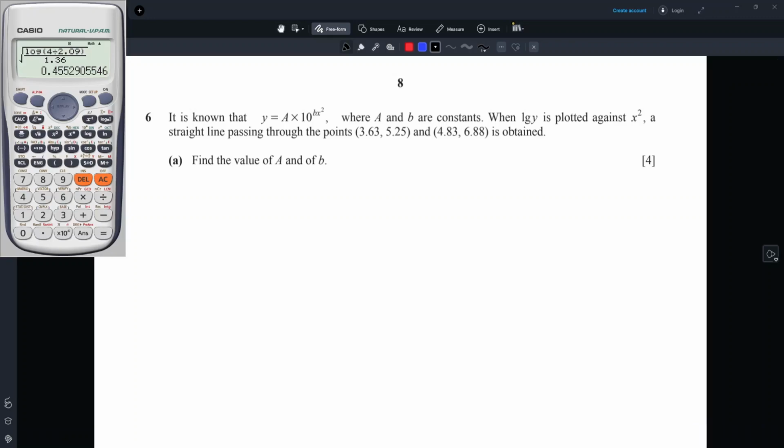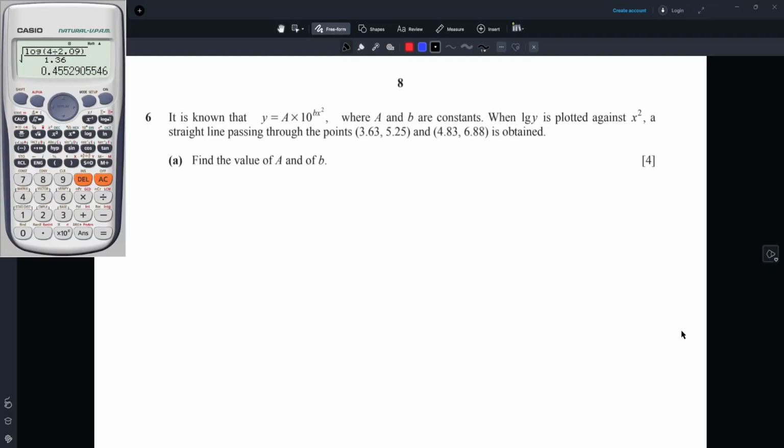Okay, let's take a look at this question here. From a straight line graph, it says that I have this little equation, and when LGY is plotted against x square, a straight line passing through the points this and that is obtained. Find the value of A and B.